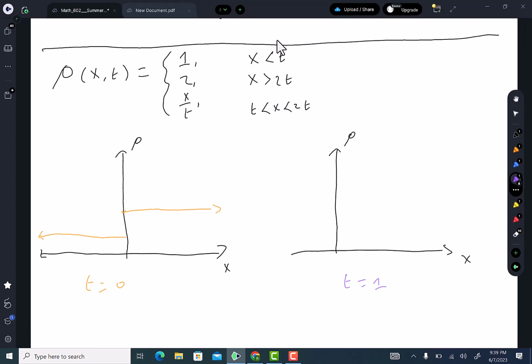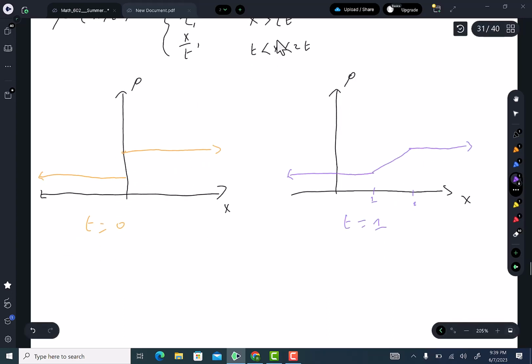When x is less than 1, the solution is going to be equal to 1. But now when x is greater than 2, so it goes off that way, the solution is going to be 2. So it'll be something like this. And then it's just going to be the linear interpolation between those 2 points. When x is in between, this is x equal to 1, this is x equal to 2, and in between it is going to be the linear interpolation.